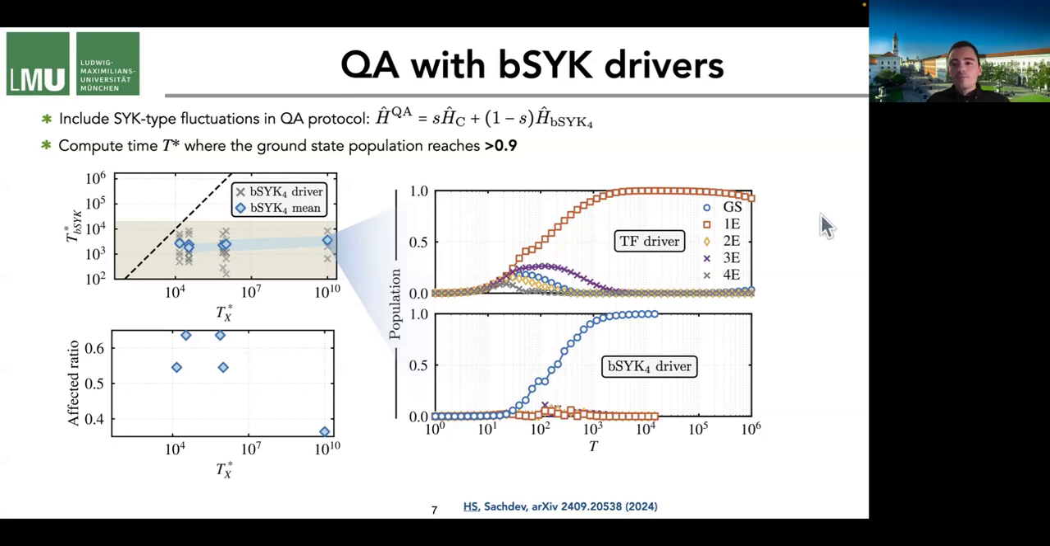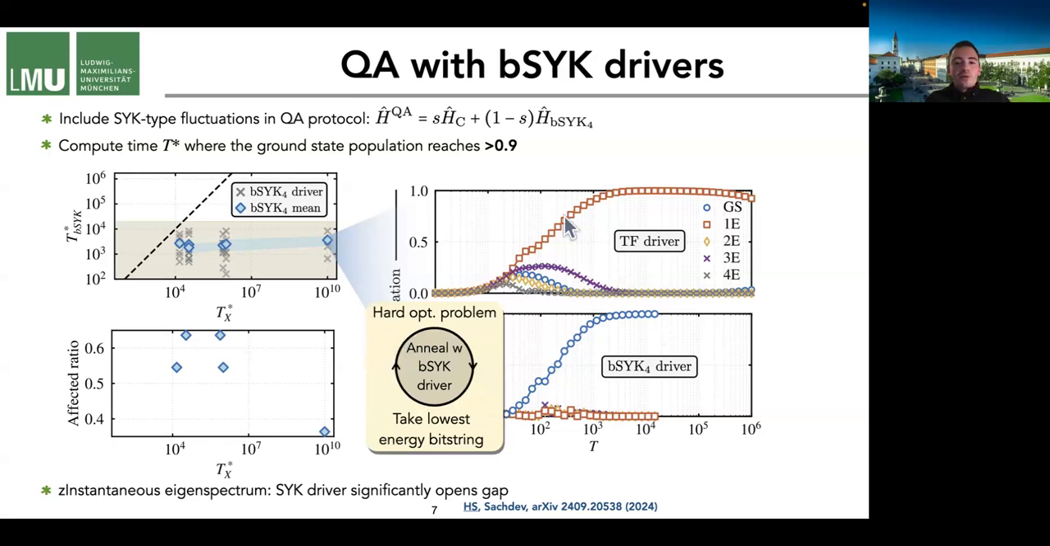transverse field. Okay, and if you look at the gap structure, you get the instantaneous gap structure of the BSYK schedule versus the transverse field schedule. You indeed find, and I guess this is expected also from these results, that the SYK driver significantly opens up the gaps and gives you sort of a faster approach to this adiabatic regime here.